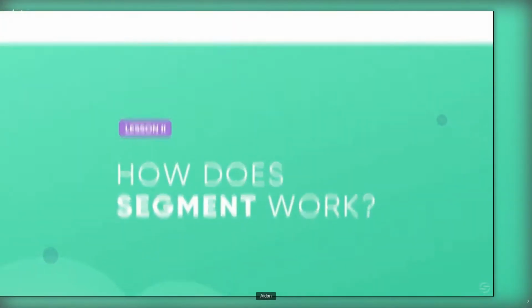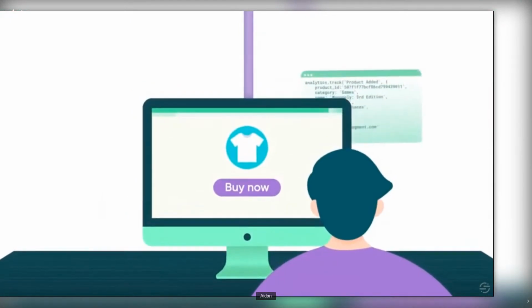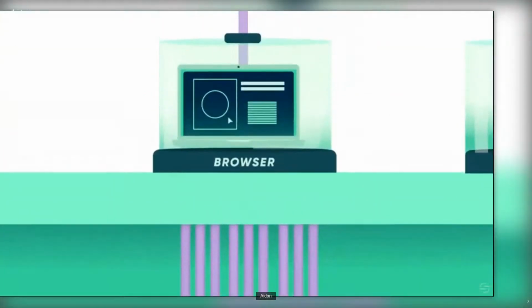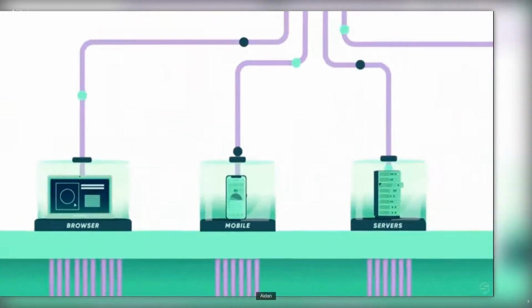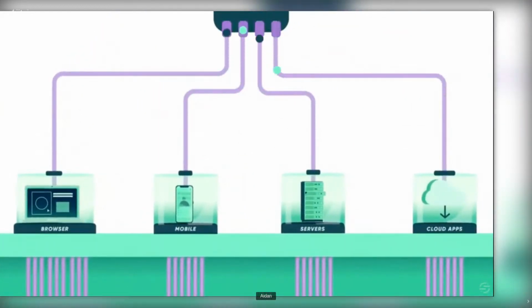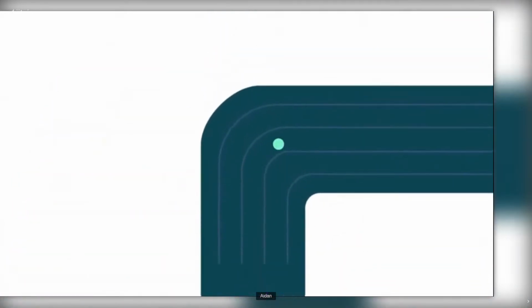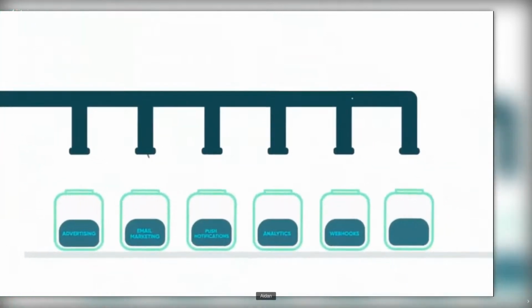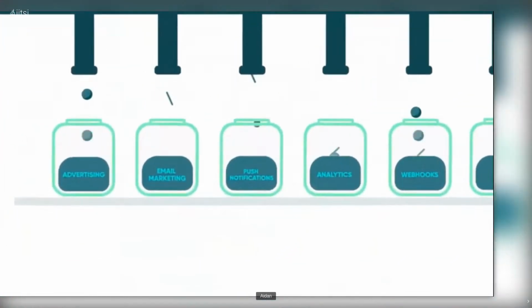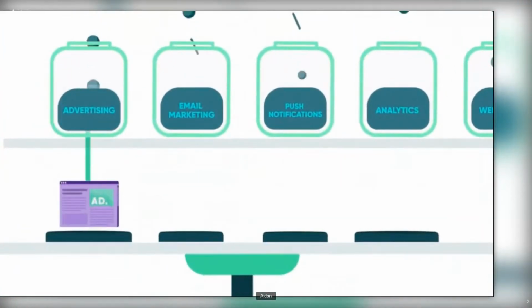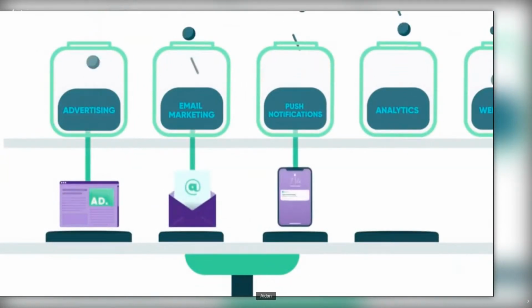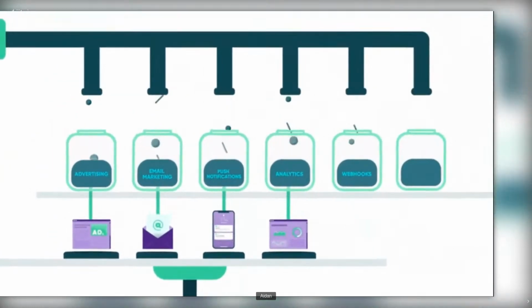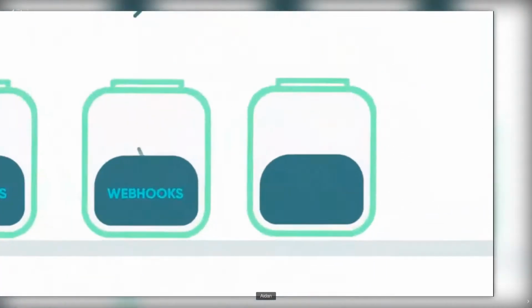How Segment works. You add Segment to your application, which starts collecting data. You can add Segment to your website, mobile apps and servers, or cloud apps, like your email marketing tool, help desk, or payment system. When a customer interacts with one of your sources, Segment captures it and sends it to your destination. Destinations, which are tools for things like advertising, email marketing, push notifications, analytics, and webhooks, ingest that customer data and then let you take action on it in the destination.